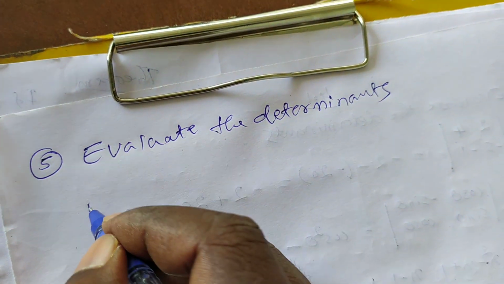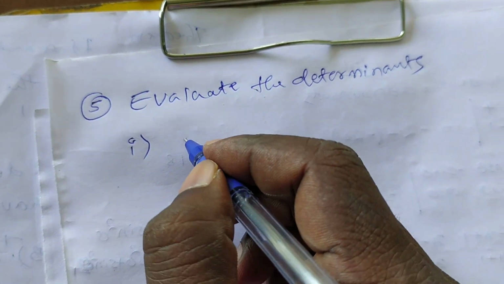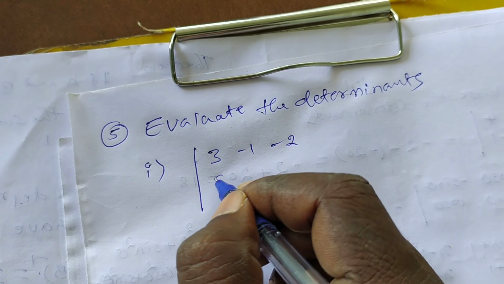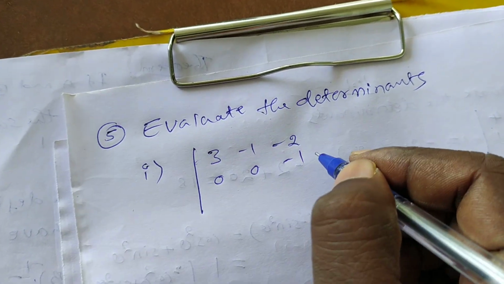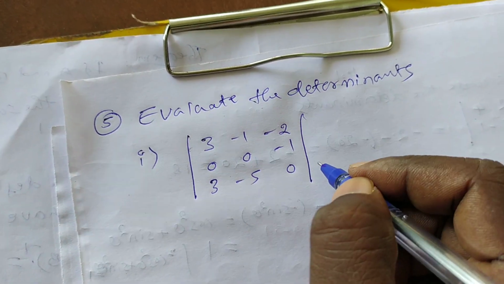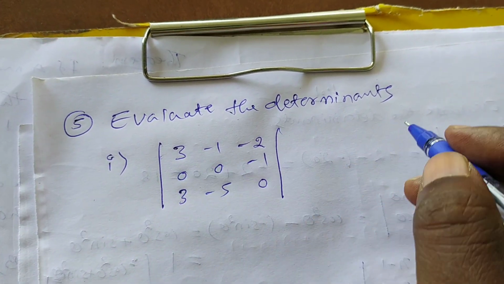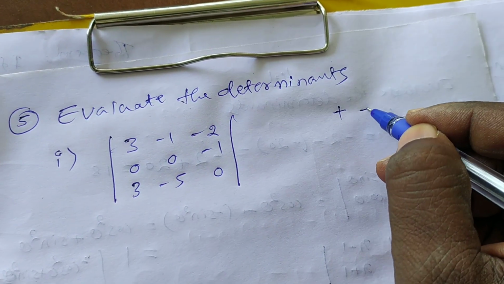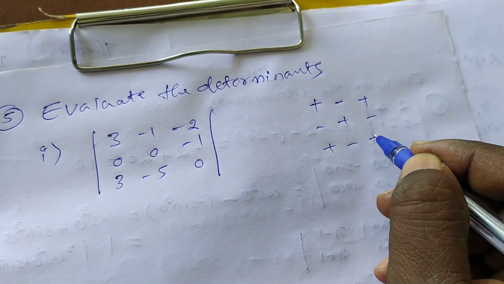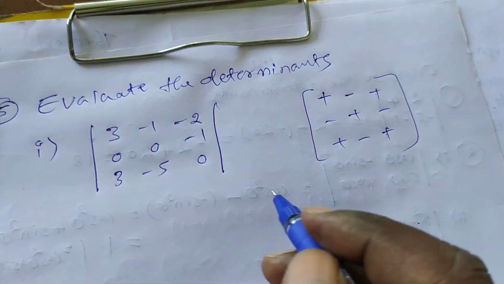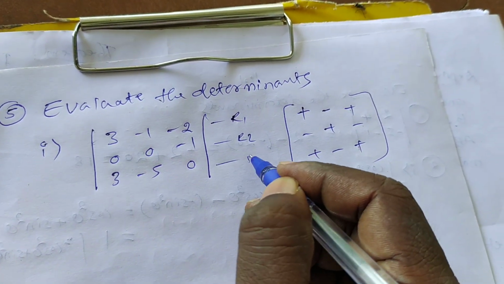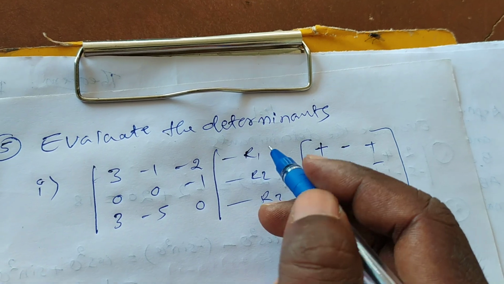First one, that is 3, minus 1, minus 2, 0, 0, minus 1, and 3, minus 5, 0. Find the value of this determinant. Please remember the sign convention: plus minus plus, minus plus minus, plus minus plus. This is the sign convention. Please remember this. So this is R1, R2 and R3. I am going to expand along R1.